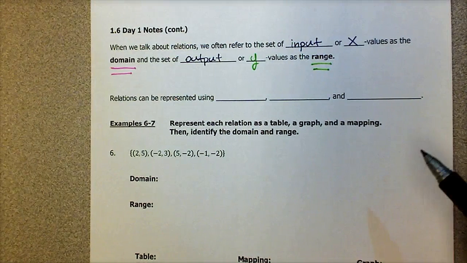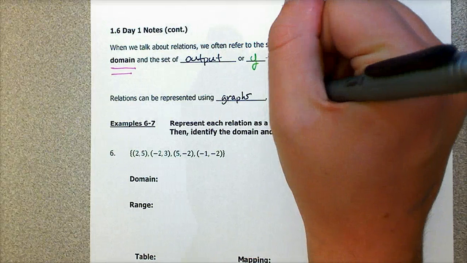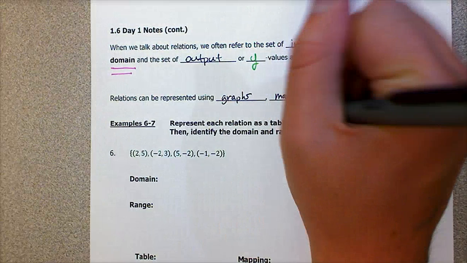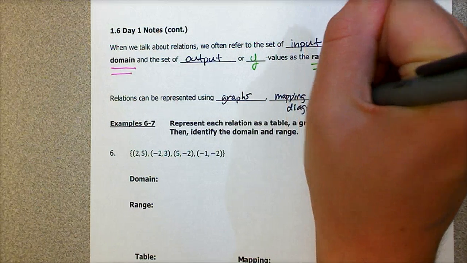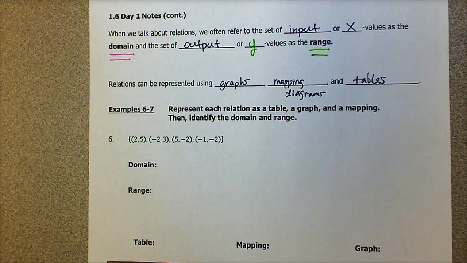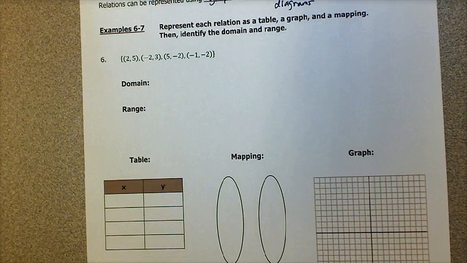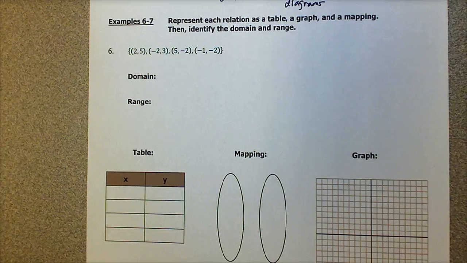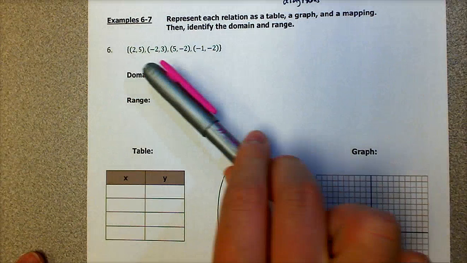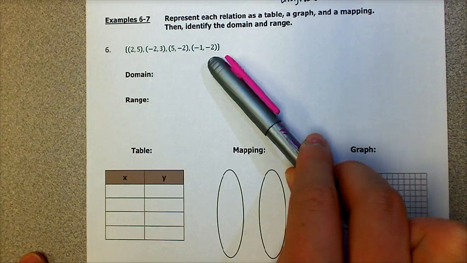Again, relations can be represented using graphs, mapping diagrams, and tables. And so now what we're going to do in the next couple of examples is take different relations, again sets of ordered pairs, and represent them using all 3 of those methods. We're also going to practice identifying the domain and the range of each relation. Okay, so for number 6, I'm going to start out by taking these 4 ordered pairs.